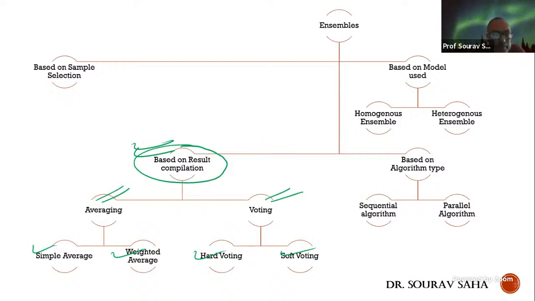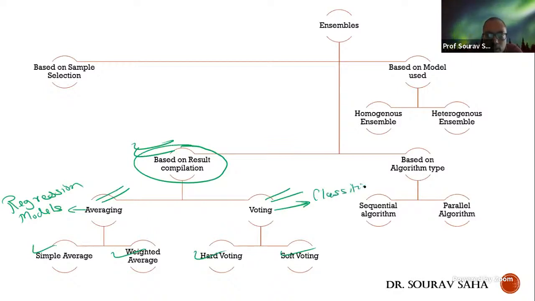The averaging part is being used for your regression models, while the voting part is being used for classification models. Averaging is used for regression, voting is used for classification. Now, in averaging, you have simple average and weighted average. In the voting part also, you have hard voting and soft voting. What does it mean?